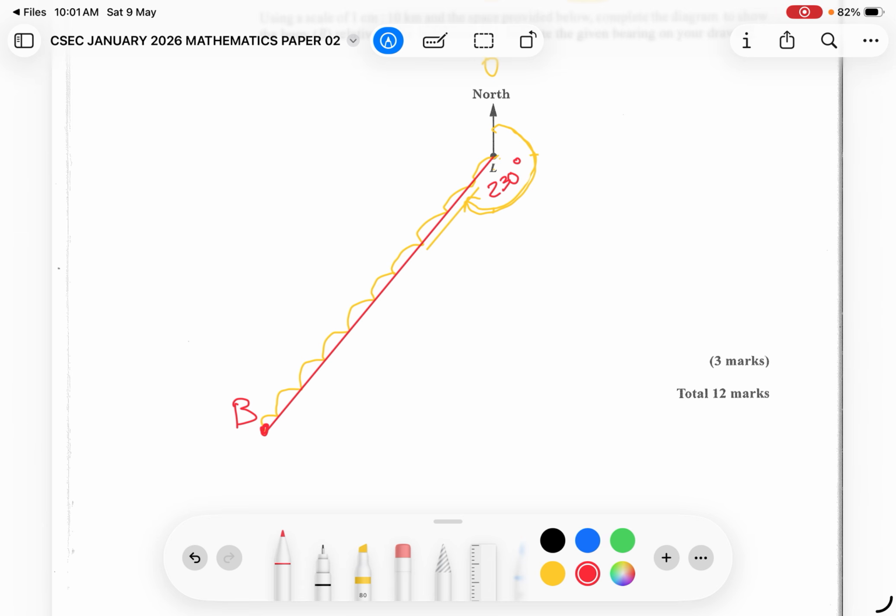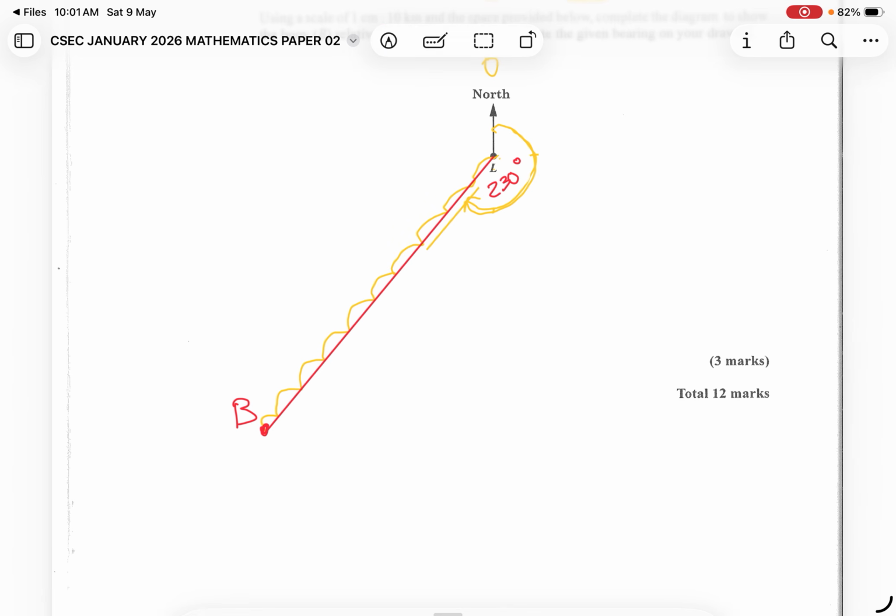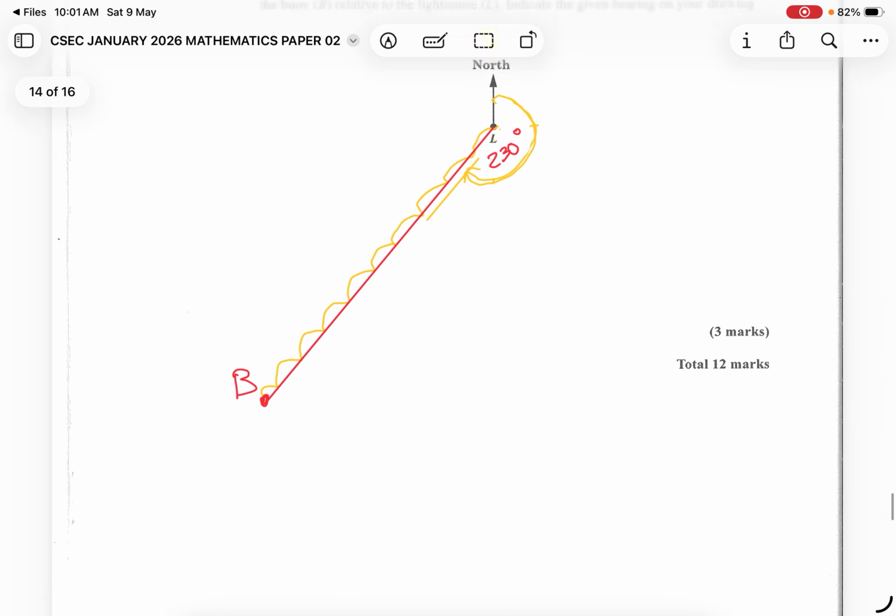And this now is the diagram that is worth 3 marks. This is good marks to get, that is easy to get. Easy to get 3 marks. Let's continue.